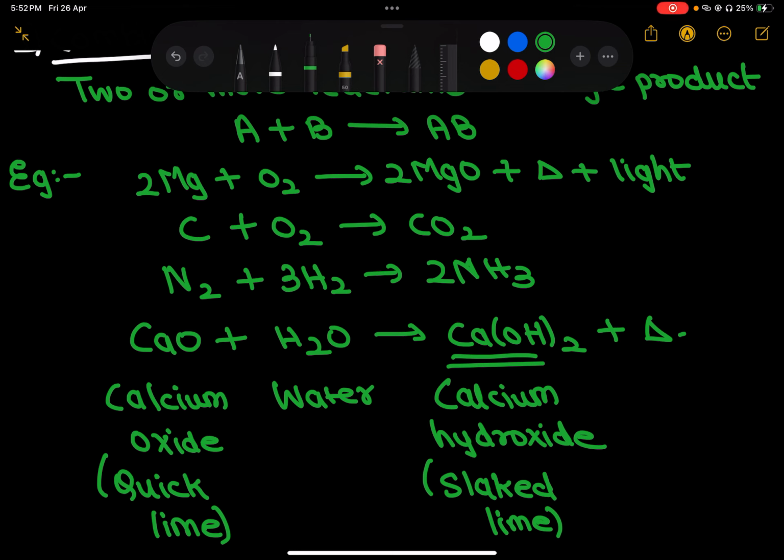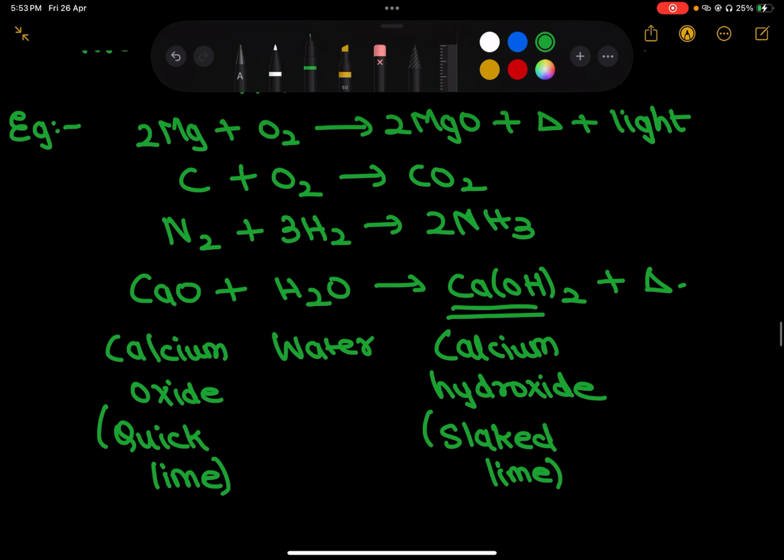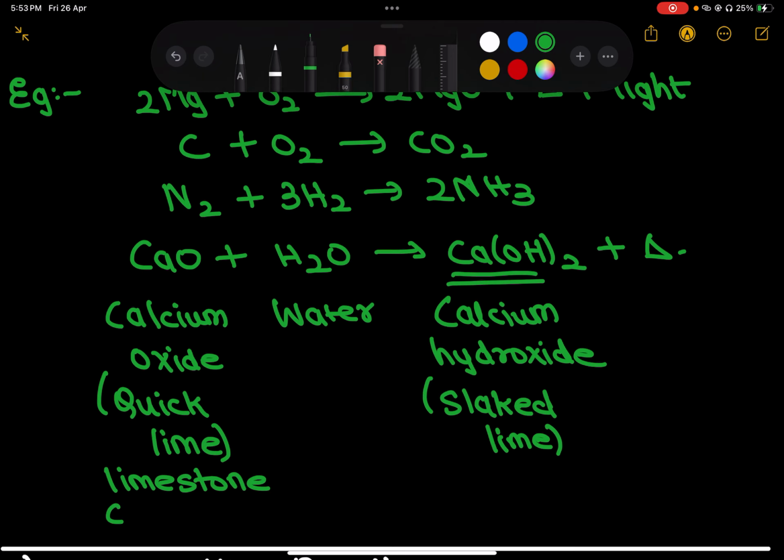Okay. The important application of this reaction is that, first of all, CaO is quicklime, calcium oxide. It is also known as limestone. Okay, it is also known as limestone, and this is widely used in the cement industry. Okay, so limestone, you know that limestone is used to make cement, right? So you have to remember the properties of CaO.